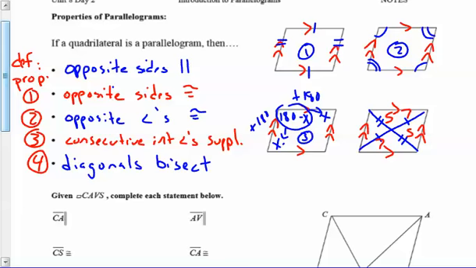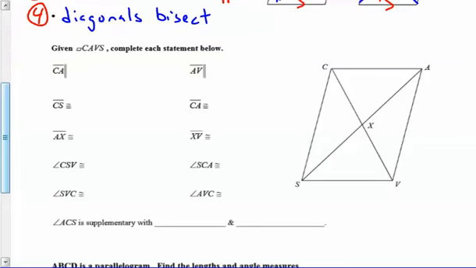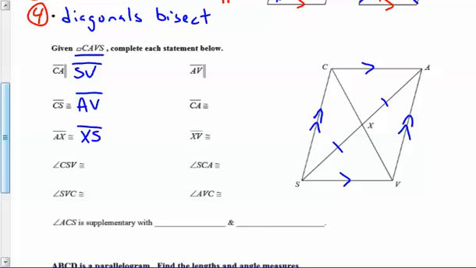You need to be able to apply those to questions such as this. If I give you a parallelogram, you should be able to complete each of these statements. CA will have to be parallel to SV. CS will have to be parallel to AV. AX will have to be congruent to XS, because diagonals bisect. Because opposite sides are congruent. Because opposite sides are parallel.